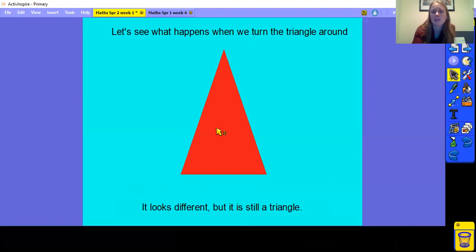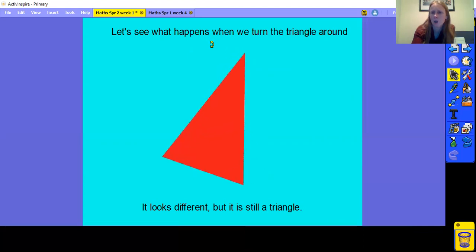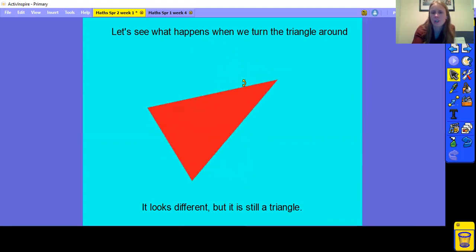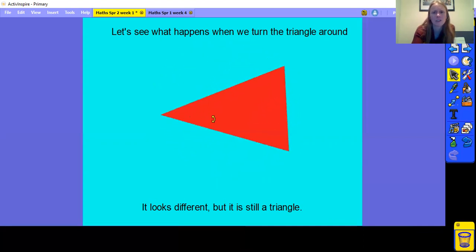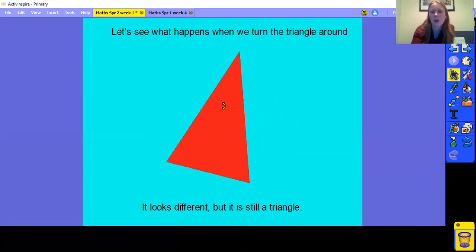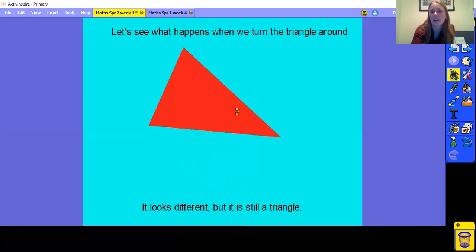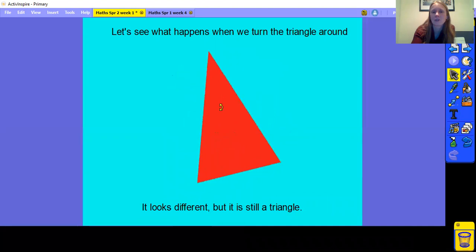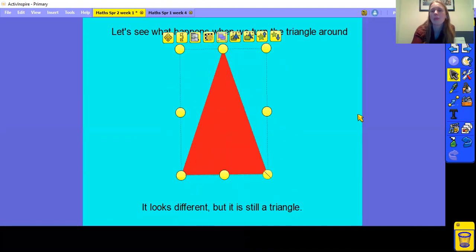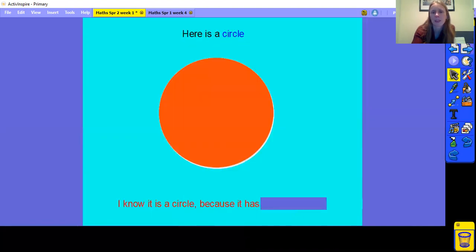Let's see what happens when we turn this triangle around. Oh, it changes when we turn it around. Well, it looks a little bit different, but it doesn't matter. Whichever way we turn it, it's still a triangle. It still has 3 straight sides and 3 corners.